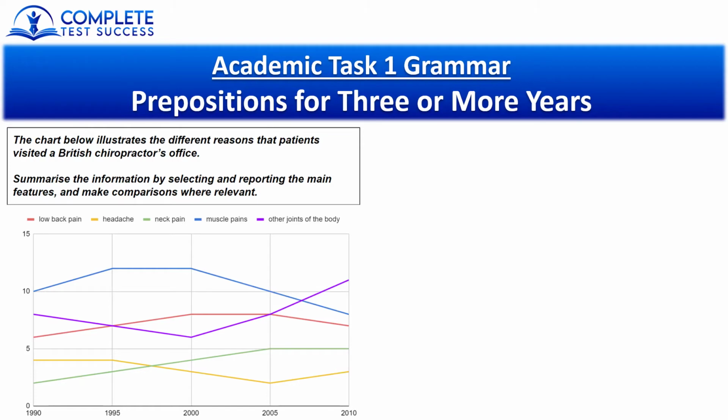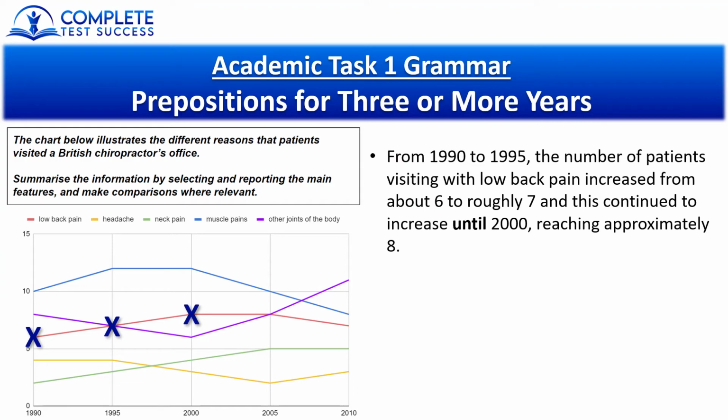Next, I want to show you how to describe trends that last for 3 or more years. Looking at the red line, which is low back pain, we can see that the upward trend lasted from 1990 to 1995 until 2000. And we can describe this by saying, from 1990 to 1995, the number of patients visiting with low back pain increased from about 6 to roughly 7, and this continued to increase until 2000, reaching approximately 8. But in task 1, typically we shouldn't describe every year like this.